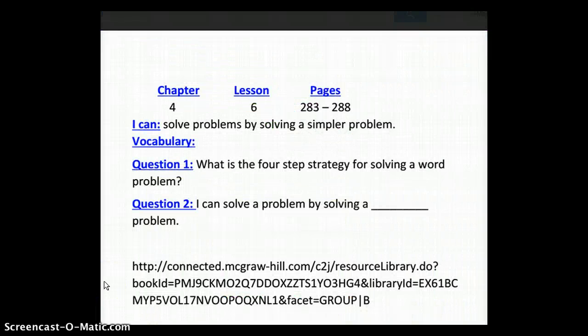All right, so look back at the 2 questions. Question 1 is what is the 4-step strategy for solving a word problem? So I just showed you that in your book, so you should be able to get that one. And question 2 is I can solve a problem by solving a blank problem. So go ahead and answer that in the form.